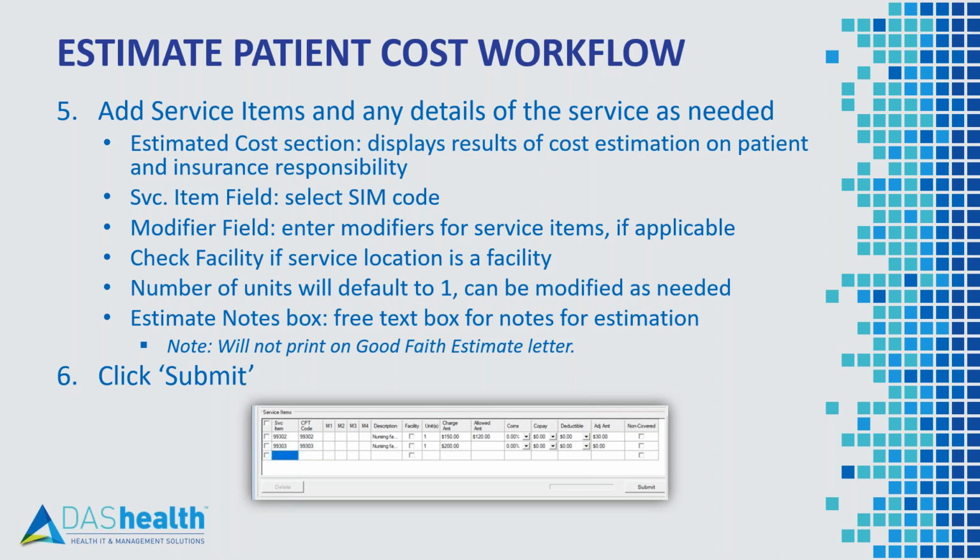So we'll start by entering all of the CPT codes that are applicable to this particular service. We can enter any modifiers as needed, again, just trying to get the most applicable or accurate estimation. There is a box to check off facility. So if the service is going to take place at a facility, as you probably are aware with billing, that's going to affect costs. So we want to check that off. The number of units in this field will default to 1, but you do have the ability to modify that as needed. So obviously if that's applicable to the specific charges you're entering, you can do that.